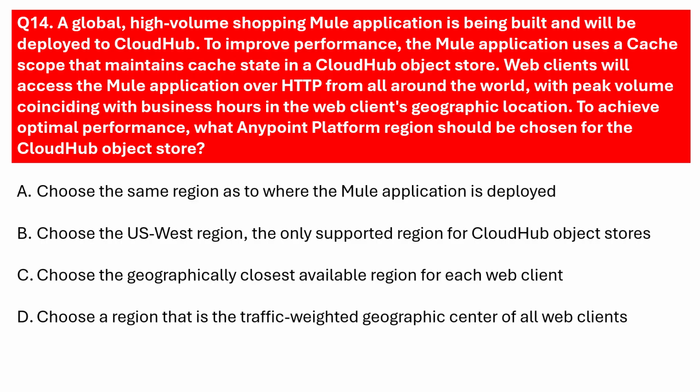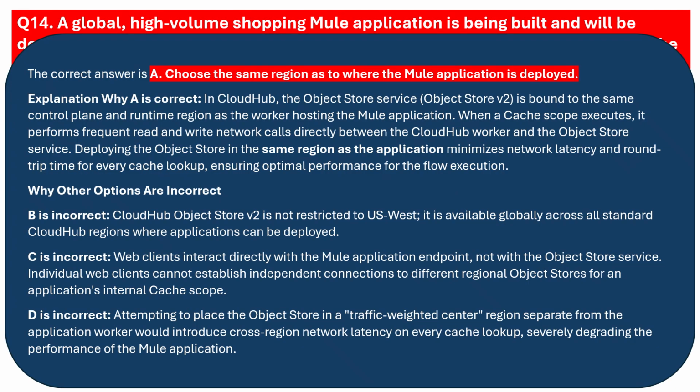A. Choose the same region as to where the Mule application is deployed. B. Choose the U.S. West region, the only supported region for CloudHub object stores. C. Choose the geographically closest available region for each web client. D. Choose a region that is the traffic-weighted geographic center of all web clients. The correct answer is A. Choose the same region as to where the Mule application is deployed.